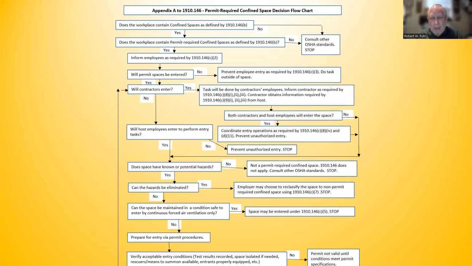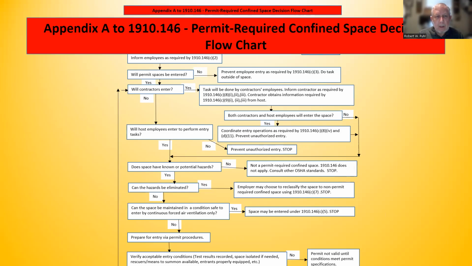And we're going to look at where each of these refers to which part of the standard. So each one of these is going to pop up here. Appendix A, 1910.146, permit required confined space decision flow chart.